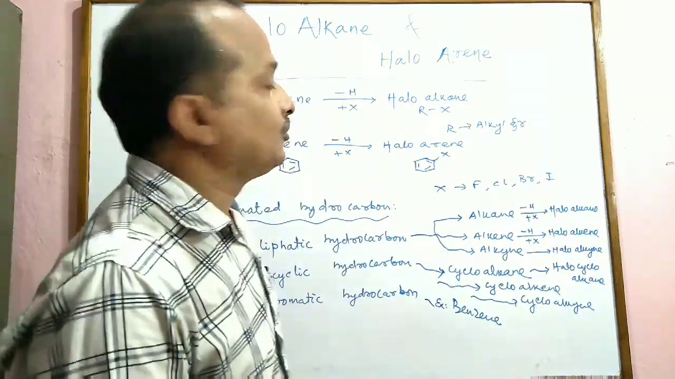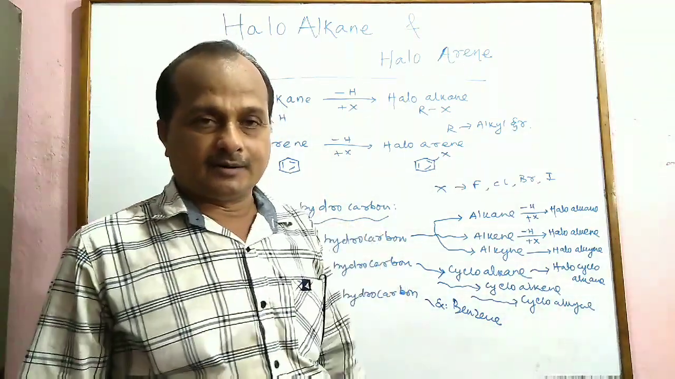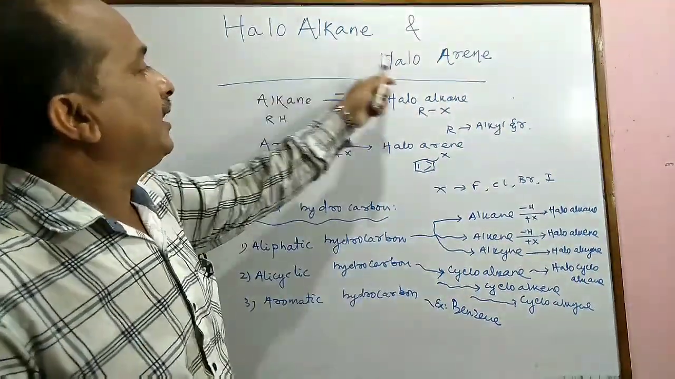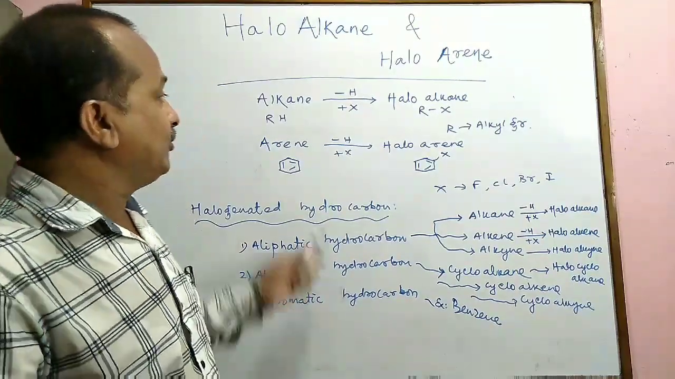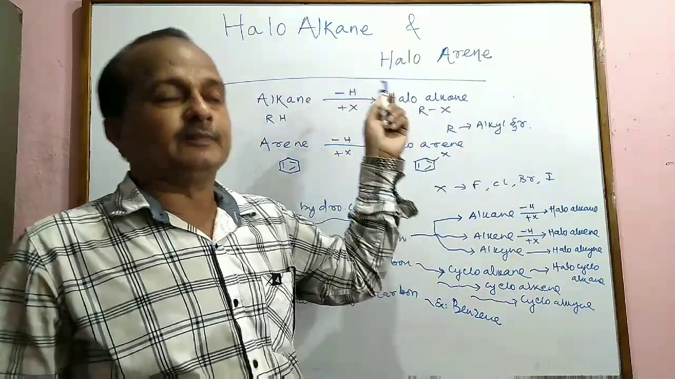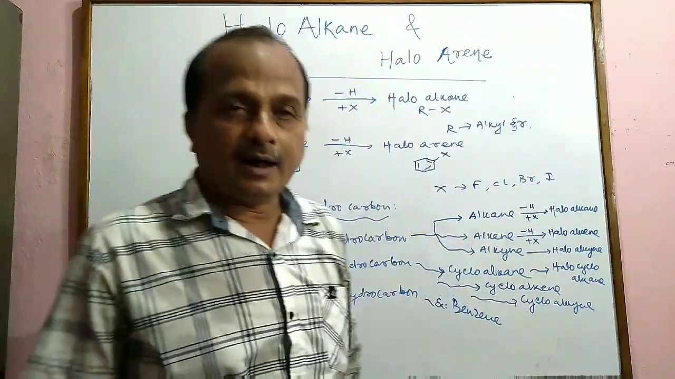Welcome to you all. Today I will discuss the first chapter of organic chemistry in 12th class, that is haloalkane and haloarene. So what is that? Haloalkane is derived from the parent hydrocarbon alkane by replacing one H atom by a halogen atom.